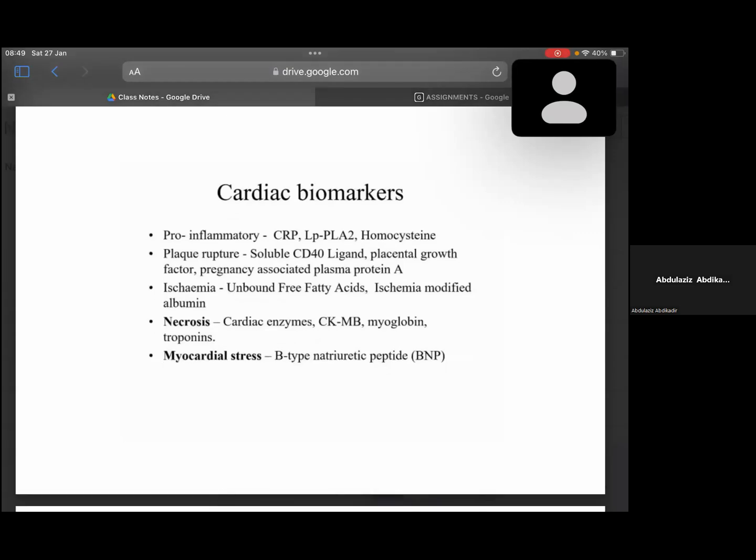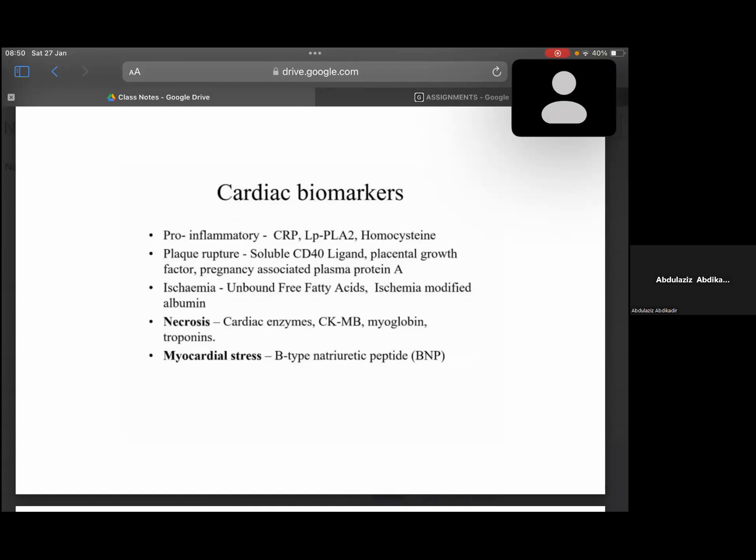I remember last week I covered this part and I told you the ones that are important are the markers of necrosis, the second last point: the cardiac enzyme CK-MB, the myoglobin, and the troponins. The myocardial stress is also a marker of heart failure. Remember, when the heart is failing, it is not able to pump, it is being overworked, it is choking on its own blood. So it is under stress.